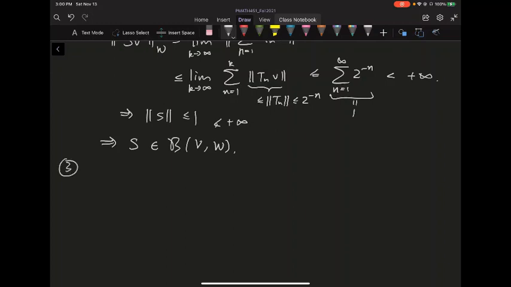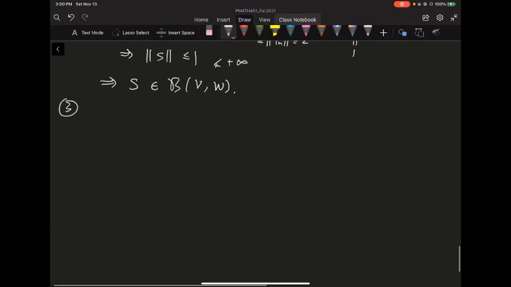And the last step, I need to show this S is the limit in the correct norm. I only have pointwise convergence. Now I need to show it has norm convergence. This is basically because L1 is complete. I need to show the pointwise limit is the L1 norm limit of the sequence of functions.